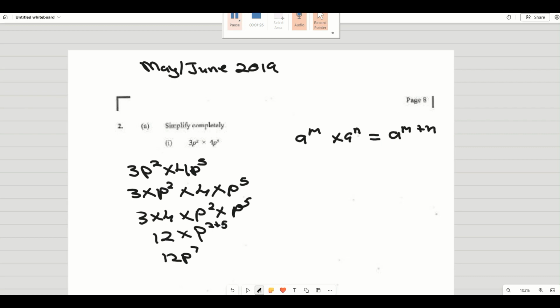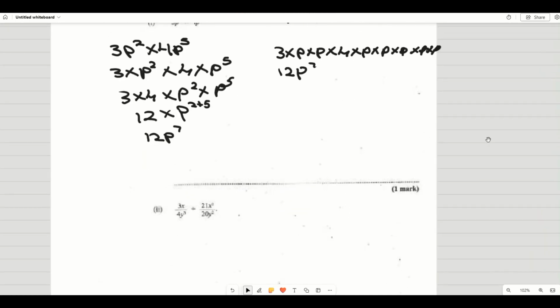Or if you want to do it the long method, this would be 3 multiplied by p multiplied by p, that's 3p squared, multiplied by 4 multiplied by 5 sets of p. 1, 2, 3, 4, 5. That's 3 fours are 12. And how many p's are there? 1, 2, 3, 4, 5, 6, 7. It's 12p to the power of 7. And that would be your answer here.